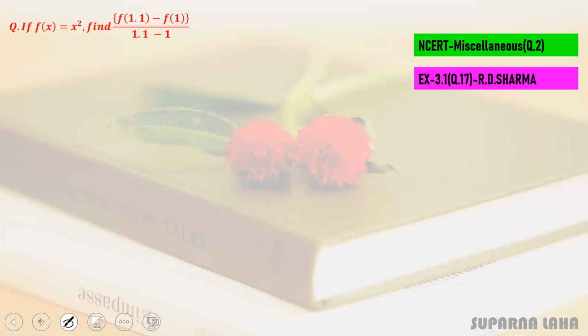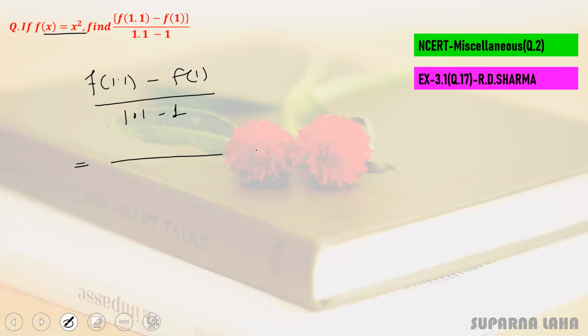So next one, if f of x is equal to x square, then find this value. Now look at that. You need to just apply this definition of the function. That is f of 1.1 minus f of 1, divided by 1.1 minus 1. You need to find this value. Now what is f of 1.1? That is 1.1 the whole square. And what is f of 1? 1 the whole square. And then the denominator is 1.1 minus 1.